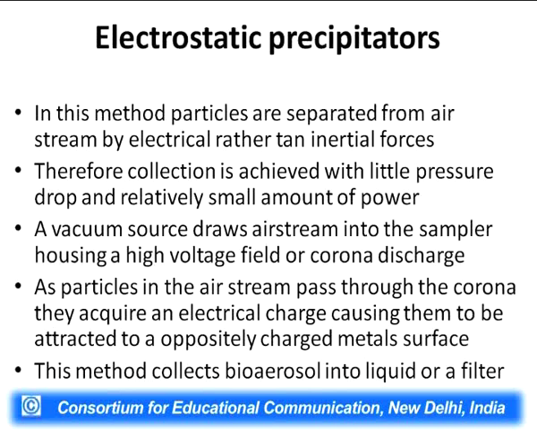So, in this type of case, we do not require much power or a heavy vacuum pump. Just some charges are required. The requirement of power is significantly less, and a vacuum source draws the air stream into the sampler housing a high voltage electric field or corona discharge. As particles in the air stream pass through the corona, they acquire an electrical charge, causing them to be attracted to a positively charged metal surface. This method collects Bio Aerosol into liquid or filter paper.